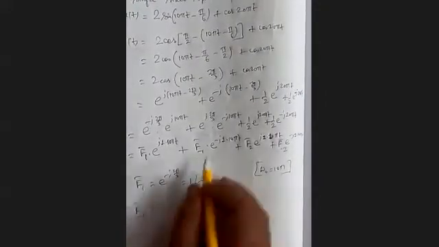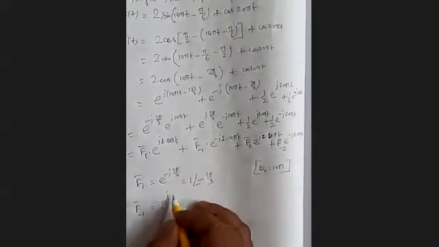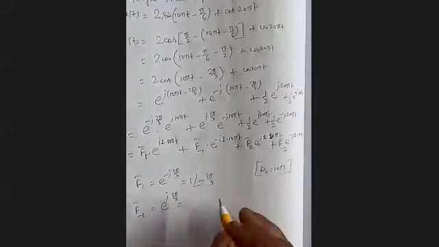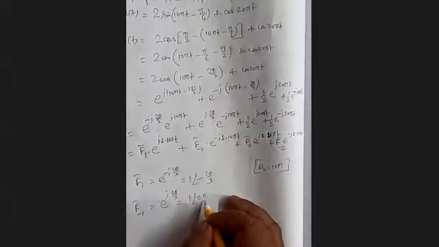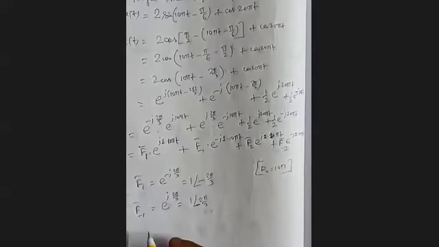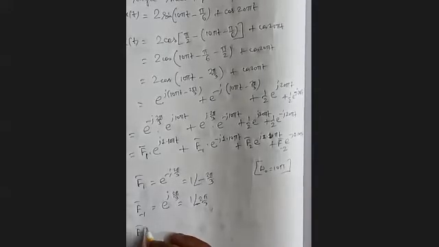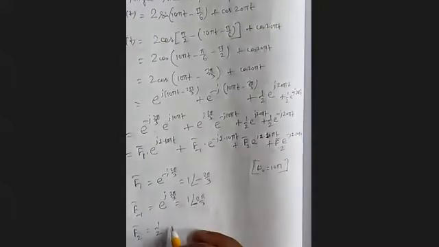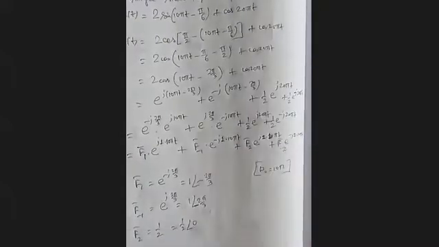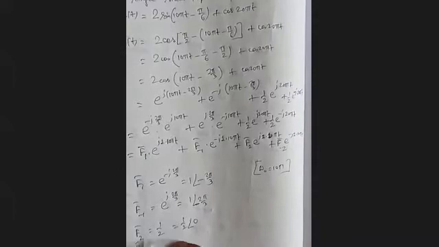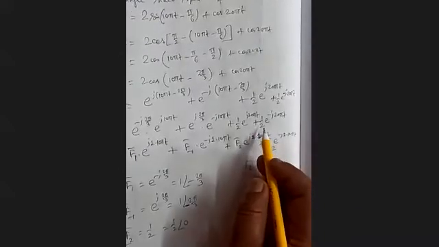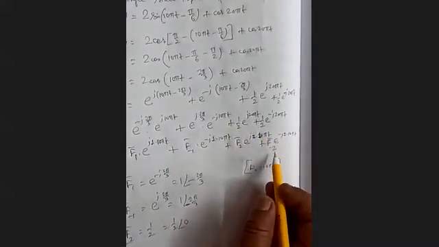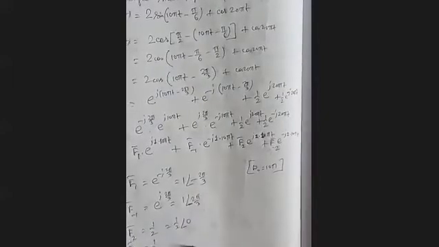F minus 1 bar is e to the power j 2 pi by 3, or 1 angle 2 pi by 3. F2 bar is half, just this, or half angle 0. And F minus 2 bar is also half, so it is half angle 0.